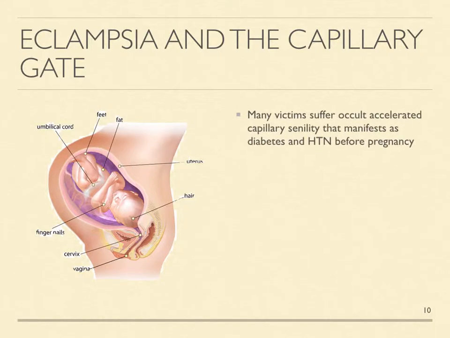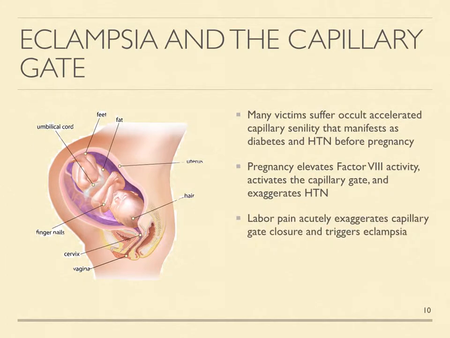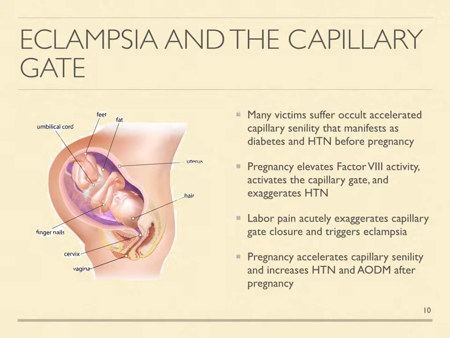Understanding capillary gate operation and accelerated capillary senility confers an improved understanding of eclampsia. As mentioned in the previous slideshow, pregnancy exaggerates factor VIII activity, which closes the capillary gate and inhibits tissue perfusion. It also introduces the risk of meconium embolus, where large amounts of tissue factor enter the bloodstream and cause systemic factor VII activation. In most cases, accelerated capillary senility remains occult and overlooked in breeding age women, but pre-existing diabetes and hypertension exaggerate the risk of eclampsia during pregnancy.